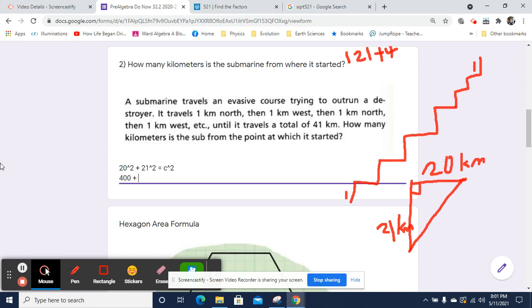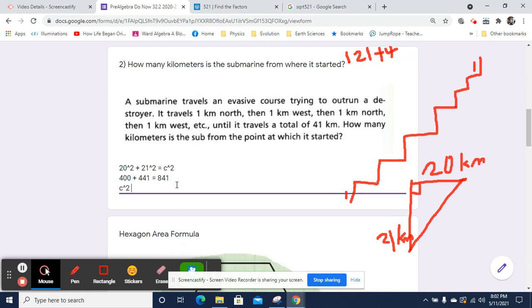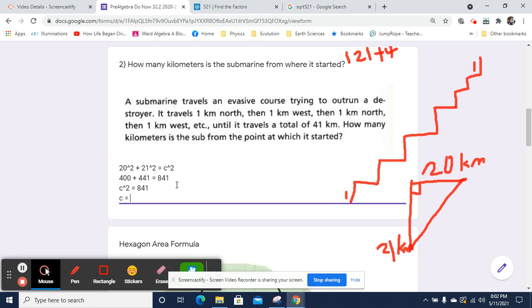21 squared will be, okay, 1 times 21 will be 21, and then 20 times 21 will be 420, so it'll be 441. Okay, so that's going to equal 841, and then that's c squared, so c squared equals 841. Oops, that's not 841, that's 841. So c equals the square root of 841.